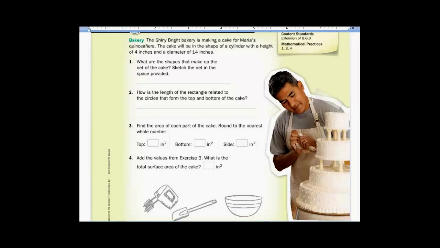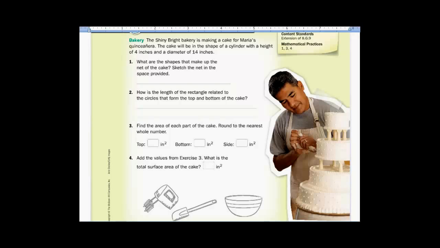Okay, Chapter 8, Lesson 4 is on surface area of cylinders. So before we get into surface area of cylinders, let's talk just about what surface area is. Surface area, it's not really a trick name here, it's the area of all the surfaces put together.